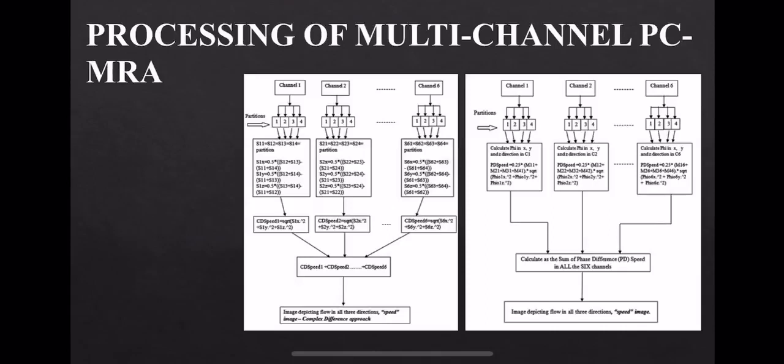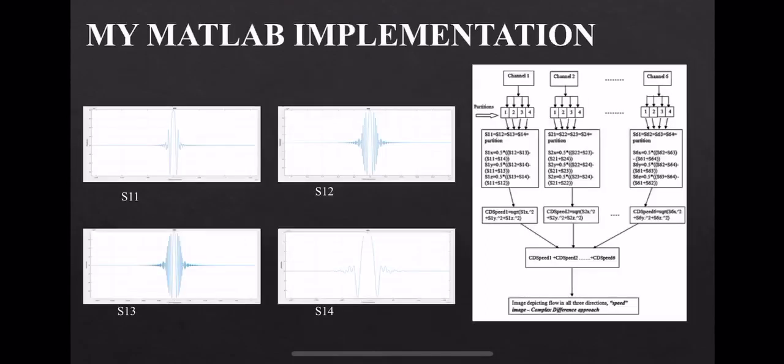PCPD speed images. For my MATLAB simulations, I used a simple dataset of a cylindrical object, assuming its axis in the z direction. For different partitions, I shifted the signal.